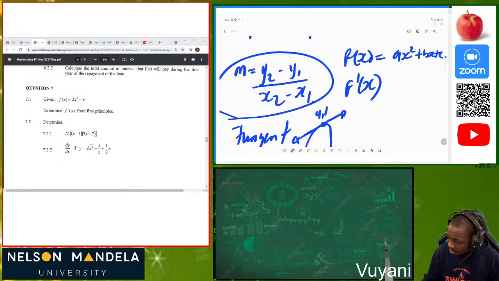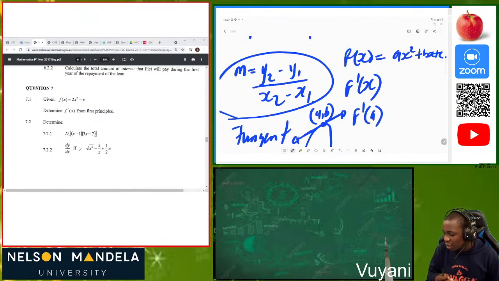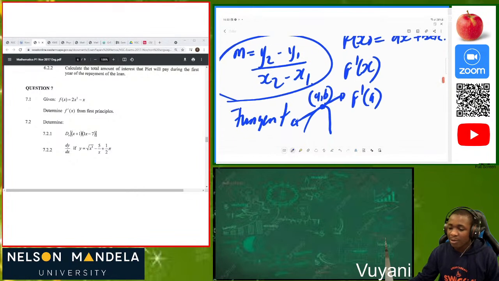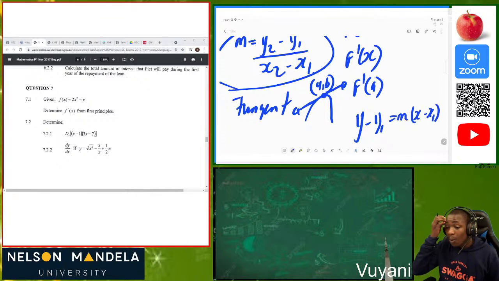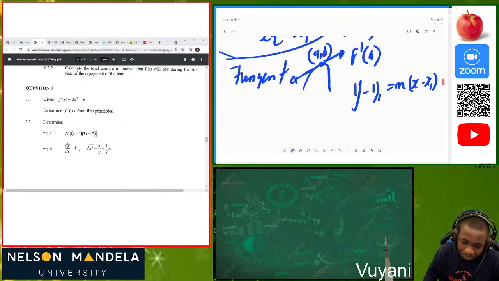Then this specific point a comma b, they have values. After you determine the first derivative, now you have to find f prime of a. You substitute only the x value of the point of intersection of the tangent and the graph which you have. Then after that, you'll be able to determine the gradient. Then using the original formula, which you know, y minus y1 equals m times x minus x1, where y1 and x1 are the point of intersection of both the tangent and the graph which you are given.